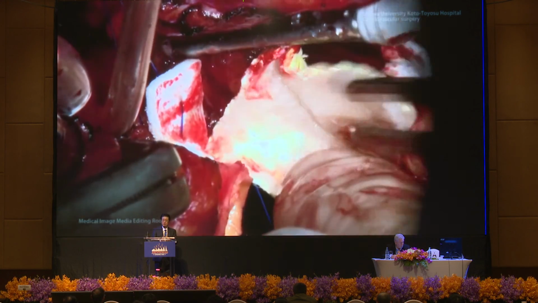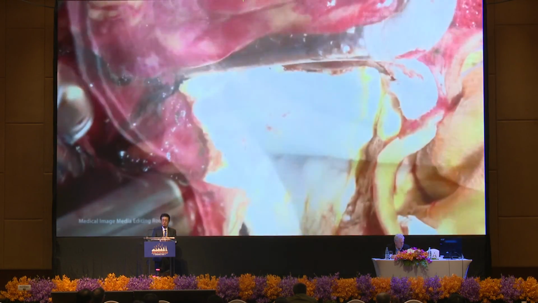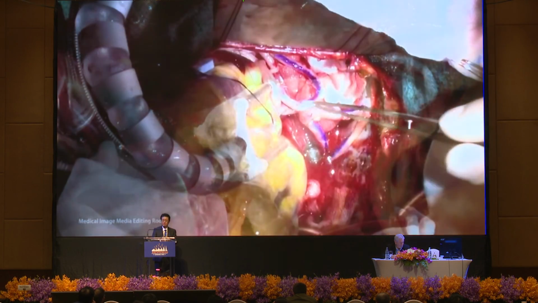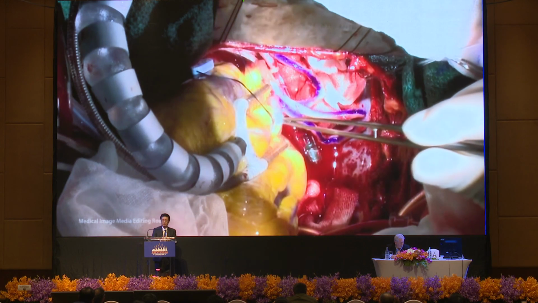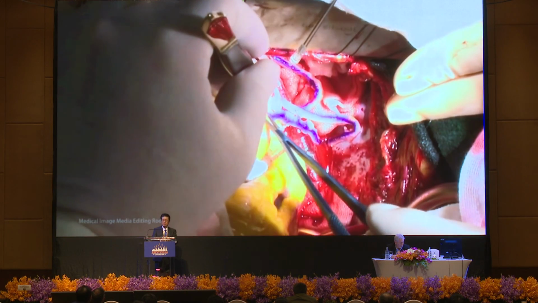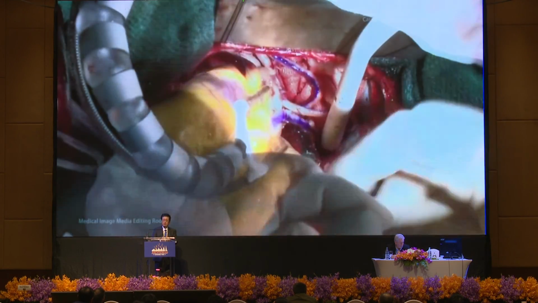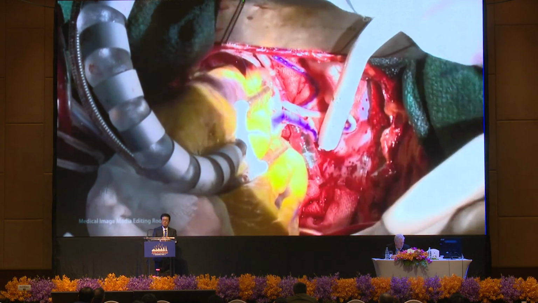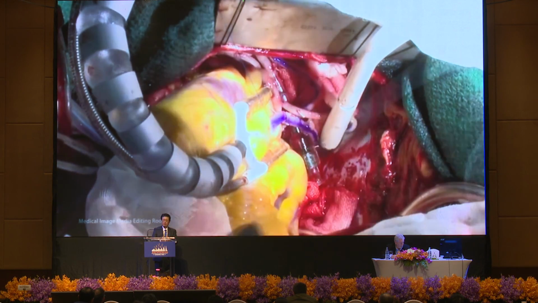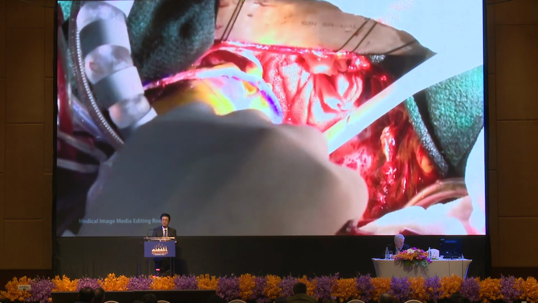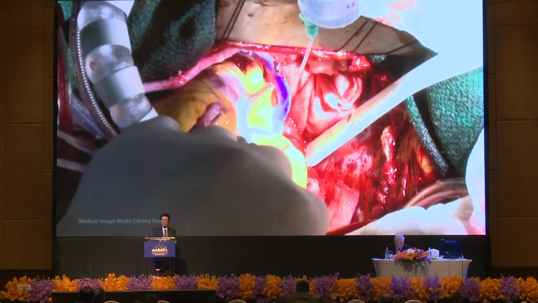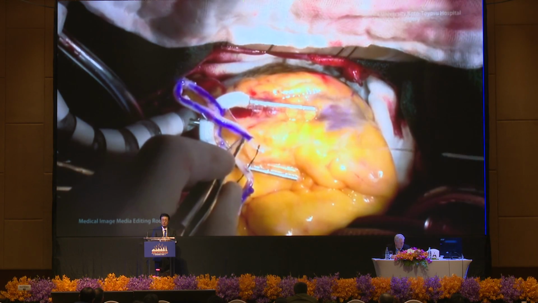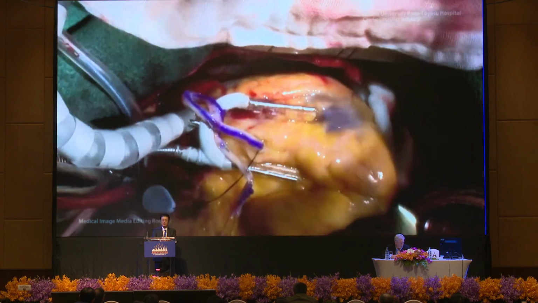And then the hemostatic material, the TachoSil, to reinforce the bleeding point. And then we are not sure whether the circumflex was compromised or not. So we put the graft to the OM, and then another graft to the LAD.